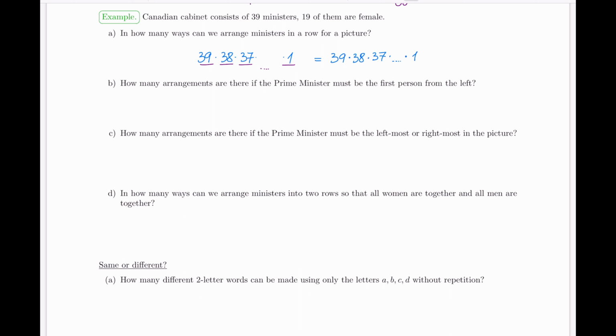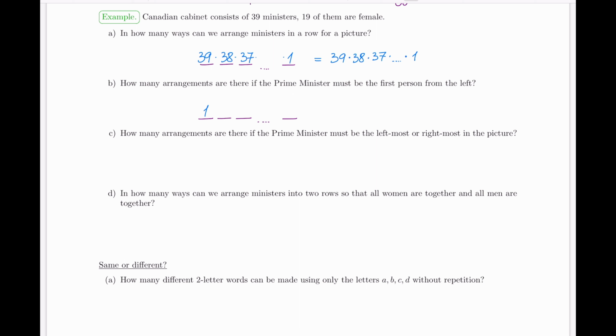Next up, how many arrangements like this in a row are there if the Prime Minister must be the first person from the left? So I still have 39 spots I have to fill, except for now, I am not given a choice of who to place here. I am told it must be the Prime Minister. So my options for the leftmost spot have been reduced to just being able to pick one person out of the 39 available. How many options do I have for the next one?